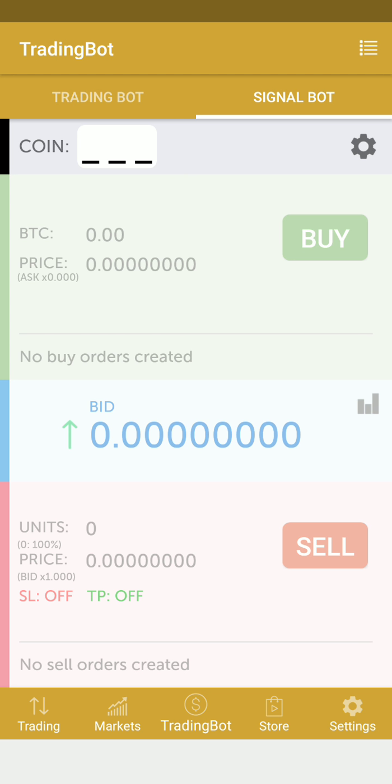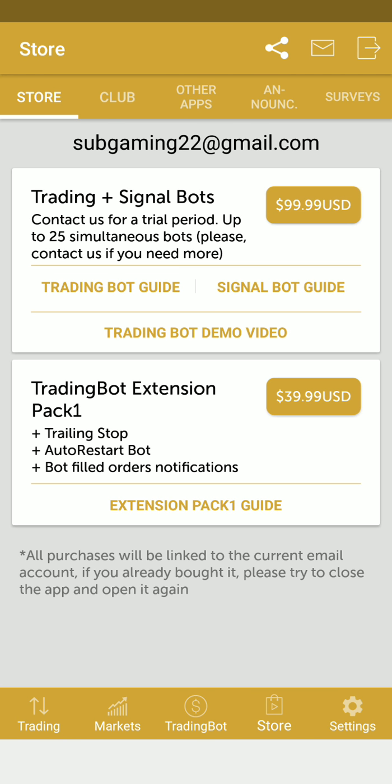The multiplier and all that stuff, it's already calculated in, so it throws the price in front of the buy on the way up, and then it will throw it just below the price on the sell side, and you can make some really quick little gains. So that's the trading bot, signal bot. So next would be the store.